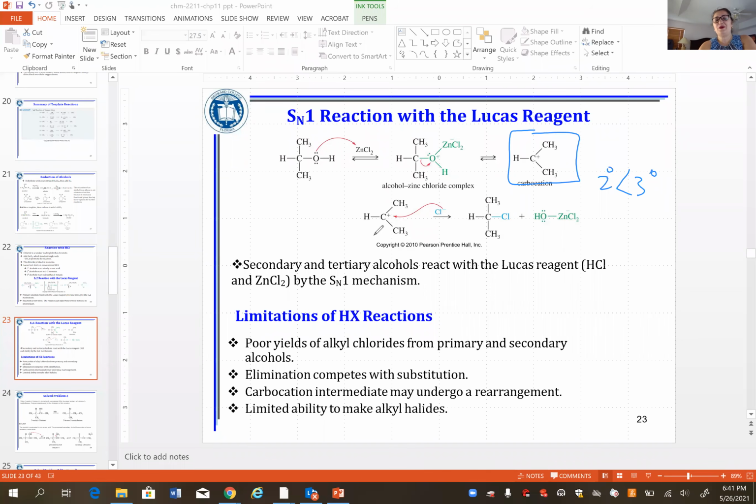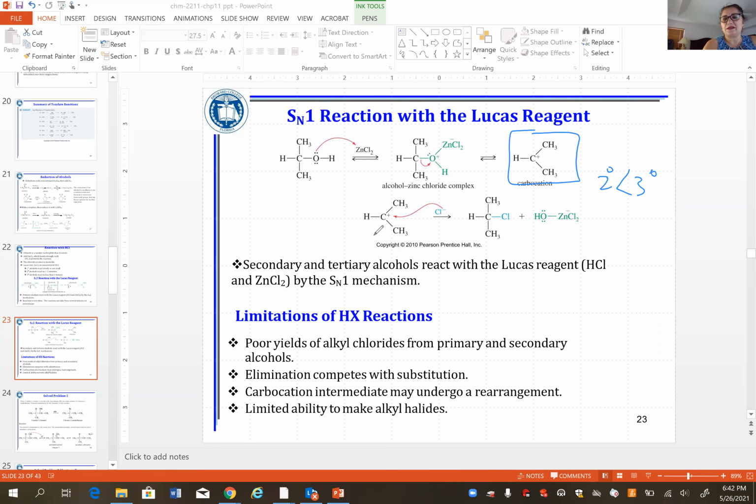So if you use the Lucas reagent, you can identify your tertiary alcohol as well, because it's going to react very fast and give you a white precipitate. Primary, it doesn't react. Secondary would react in less than 5 minutes.